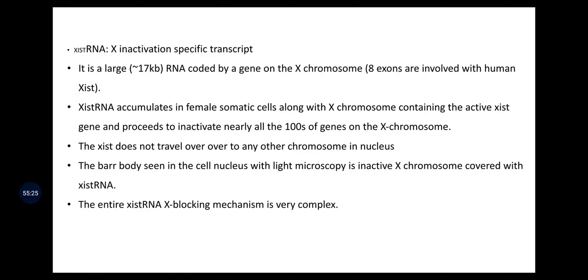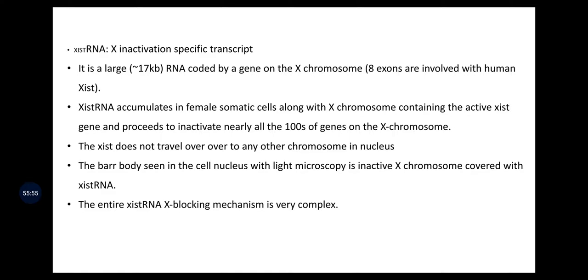One more type is Xist RNA, that is X inactivation specific transcript. It's a large RNA coded by a gene on the X chromosome. The size is around 17 kb, having 8 exons in humans. Xist RNA accumulates in female somatic cells along with X chromosomes containing active Xist genes and proceeds to inactivate nearly all hundreds of genes on the X chromosome.